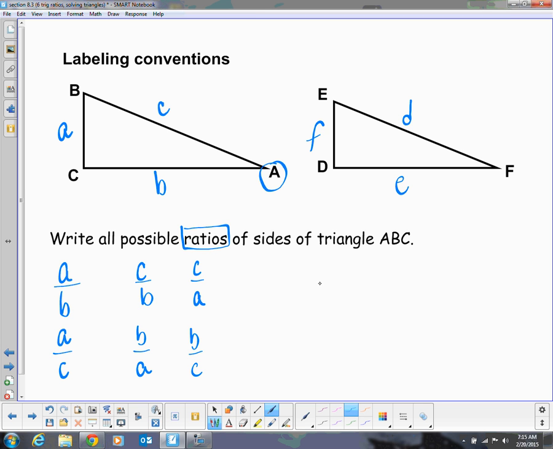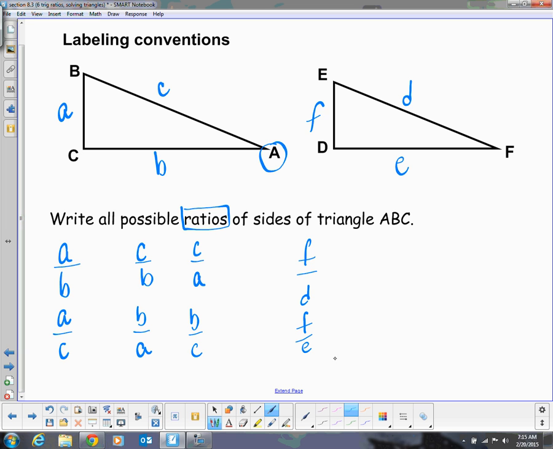Let's try it on this side. What are all the possible ratios over here? F over D, F over E, D over F, okay, E over F, E over D, and D over E. Notice, do you see how these are reciprocals?